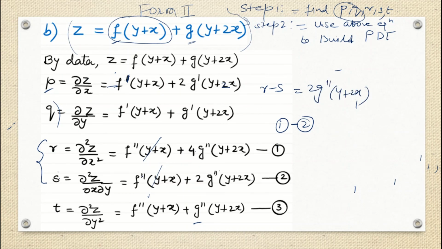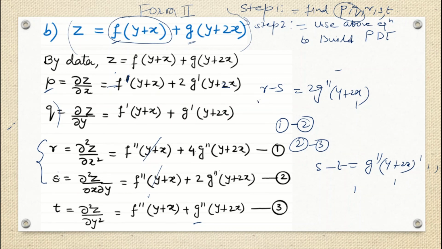Now again, any two, 1 2 or 2 3, anything. Suppose I am subtracting 2 and 3, so 2 minus 3 will give me s minus t. s minus t will be what? These two got cancelled, and then s minus t means g double dash only, 2 minus 1. So g double dash y plus 2x. So two new equations we have got.